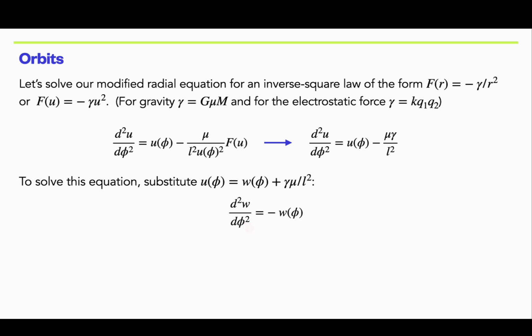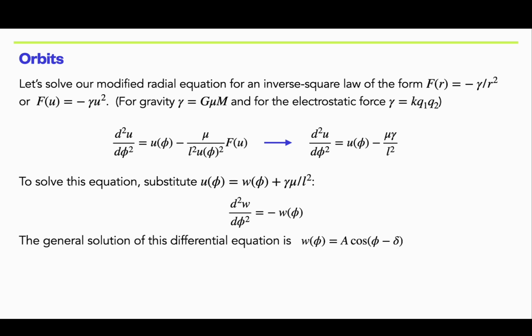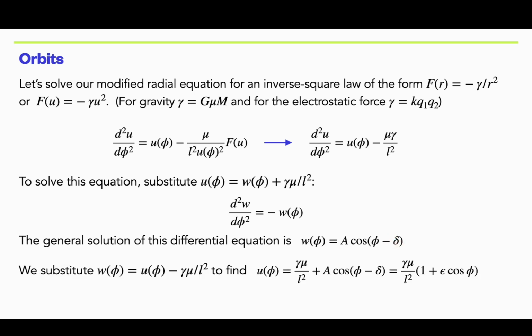This is an equation you probably know the answer to. If you take the second derivative of something and you get the negative of the something back, that's just the property of complex exponentials or sines and cosines. So we'll write the solution in this form, that w is some constant a in amplitude times cosine of phi minus delta. Delta is some phase factor.